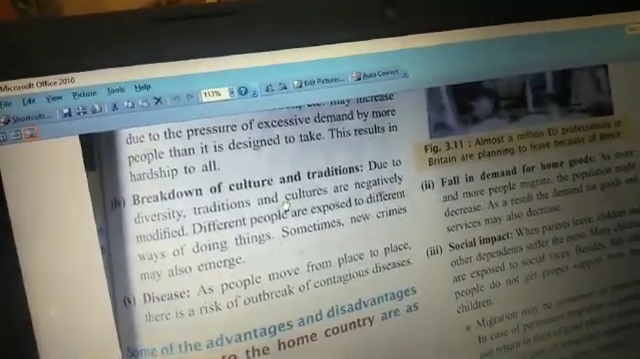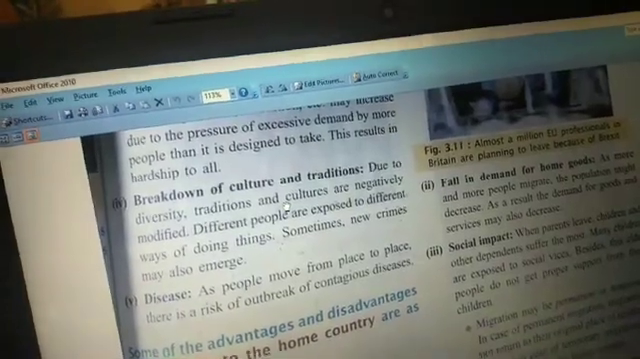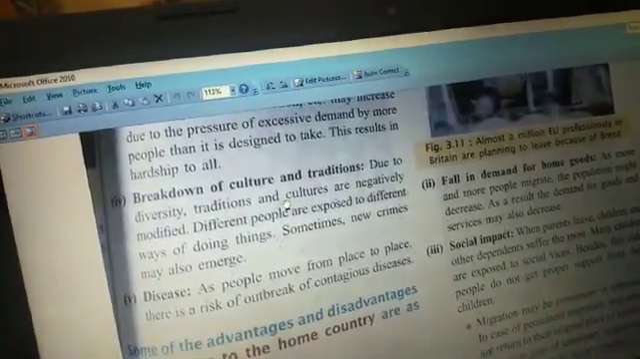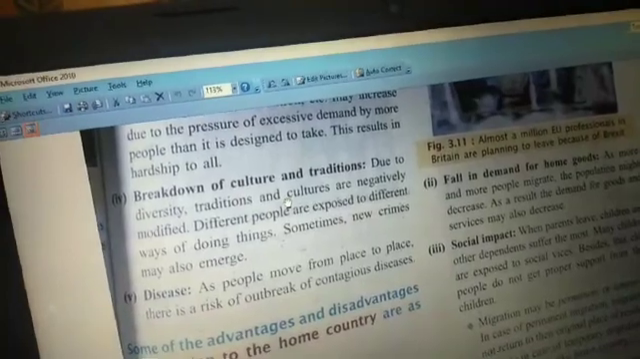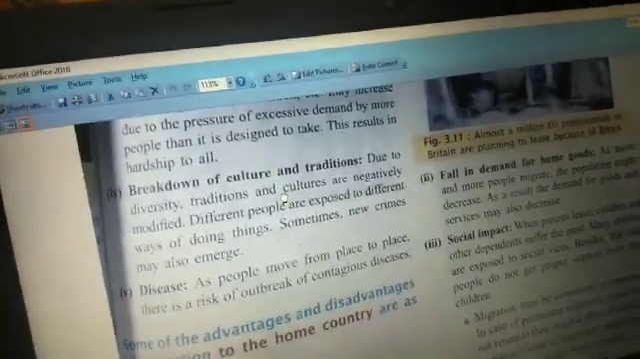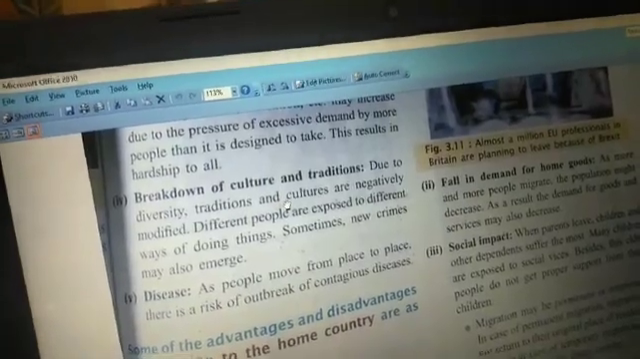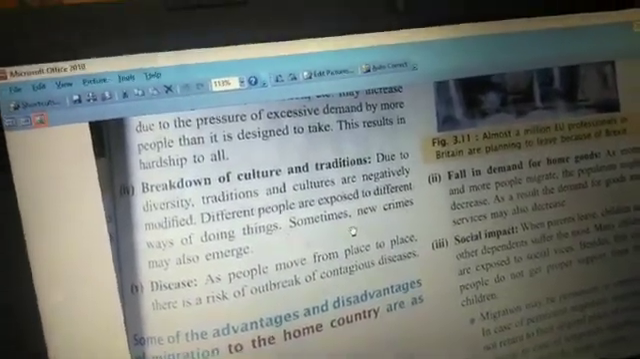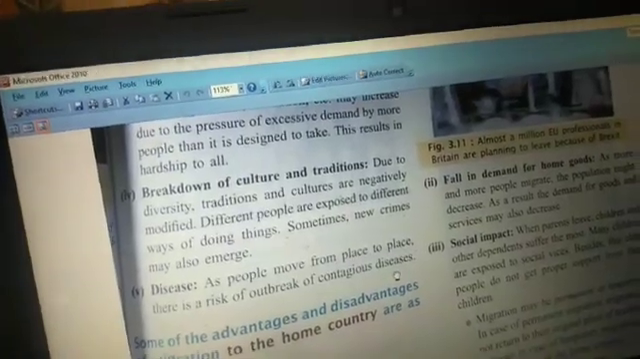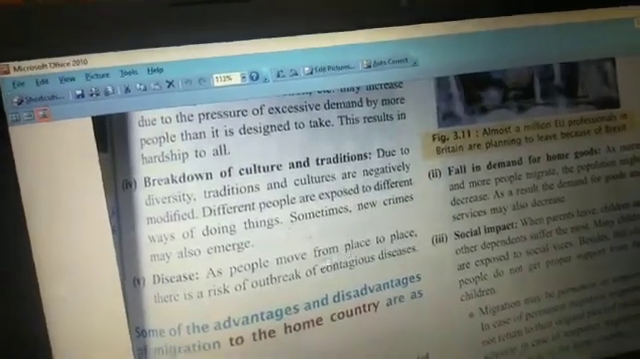So maybe they will have some breakdowns in their rituals, some kind of misunderstanding. Definitely it will happen. These kinds of misunderstandings will create some problems among the people in the local areas. So these kinds of things will definitely happen.